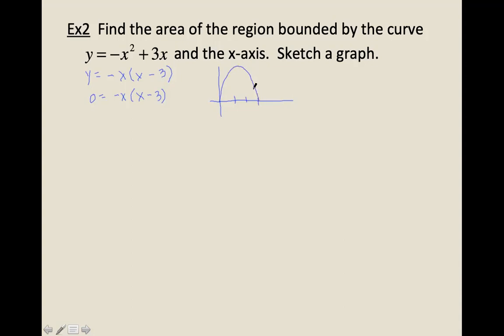All right, I could find that actual highest point there, right? Remember, set the derivative equal to 0. I'd have negative 2x plus 3. If I set that equal to 0, my x coordinate of my vertex here would be 3 halves. Plug it in, find your y. So I am trying to find the area of this region.